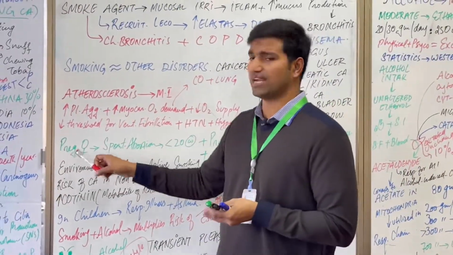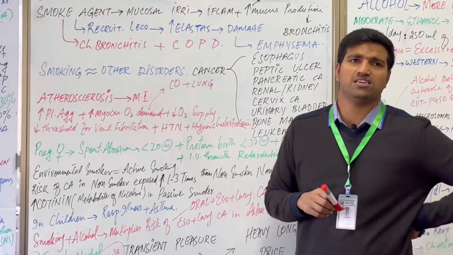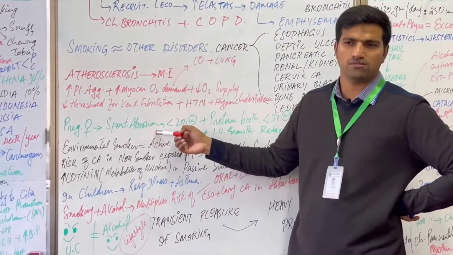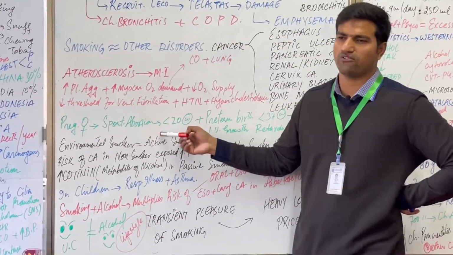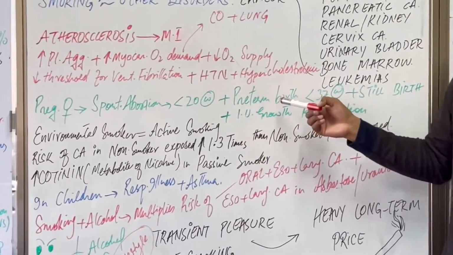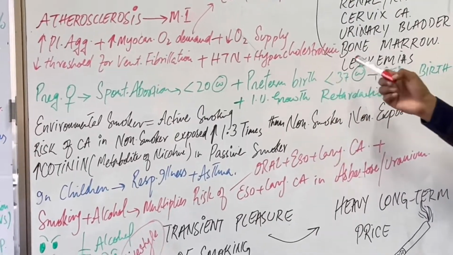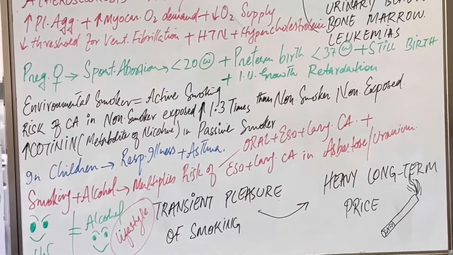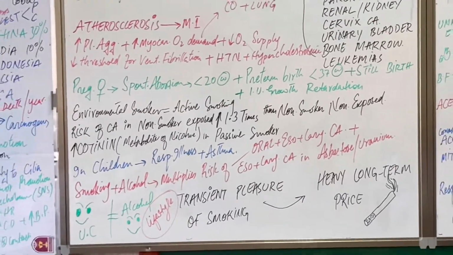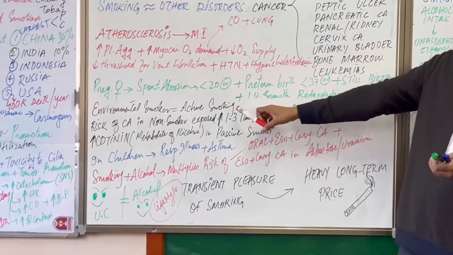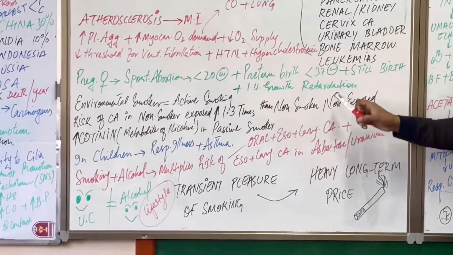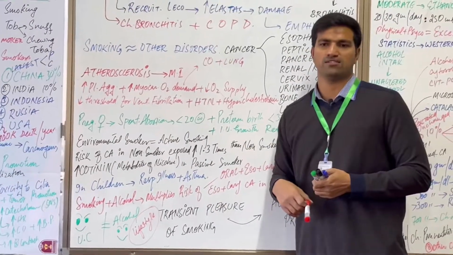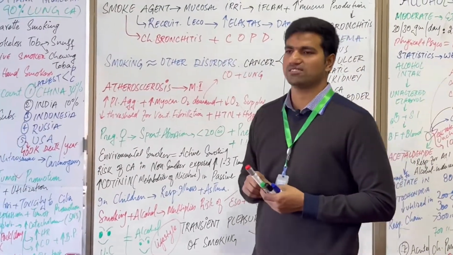Then smoking is associated with pregnancy. If a pregnant female smokes, specifically in the first trimester, it will end up with spontaneous abortion, or you can say miscarriage, before the 20th week of gestation. It leads to preterm birth, the delivery of the baby before 37 weeks of gestation. Stillbirth, where the baby is born dead. Then it also causes intrauterine growth retardation. The baby will suffer if the mother is smoking, especially in the first trimester.